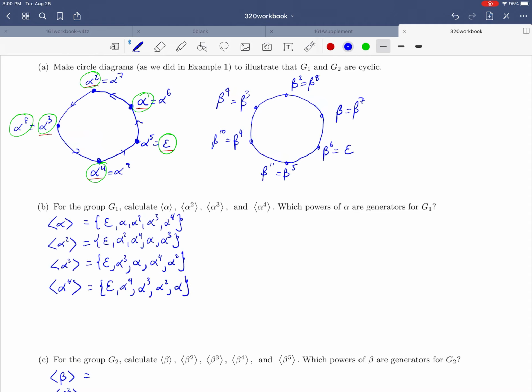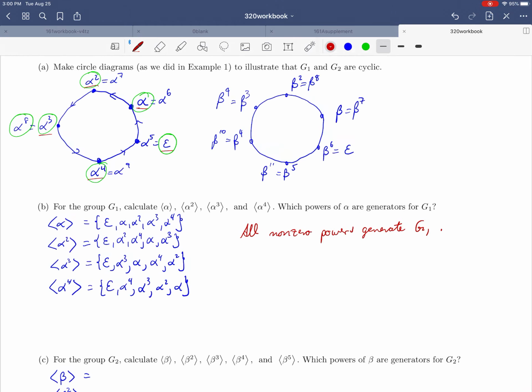So it looks like every non-zero power generates all of G1. So that is one thing that we can say here. All non-zero powers generate our group G1 for the rotations of the pentagon.